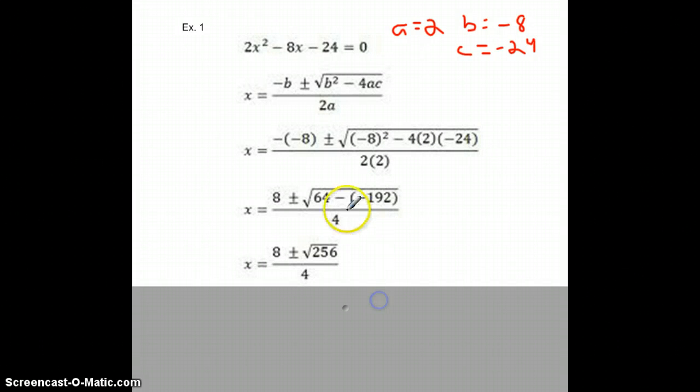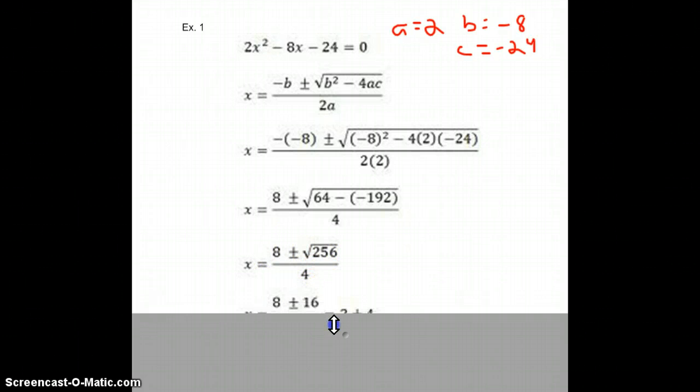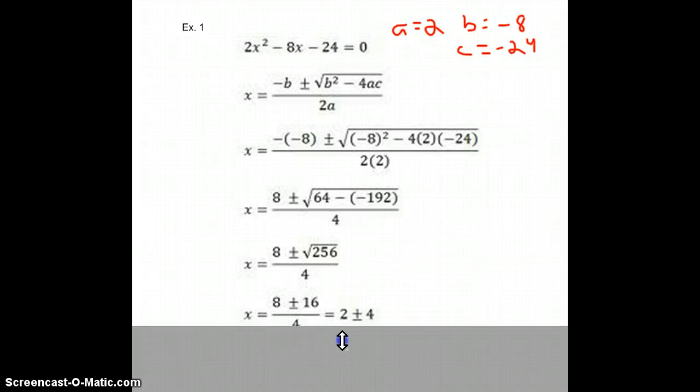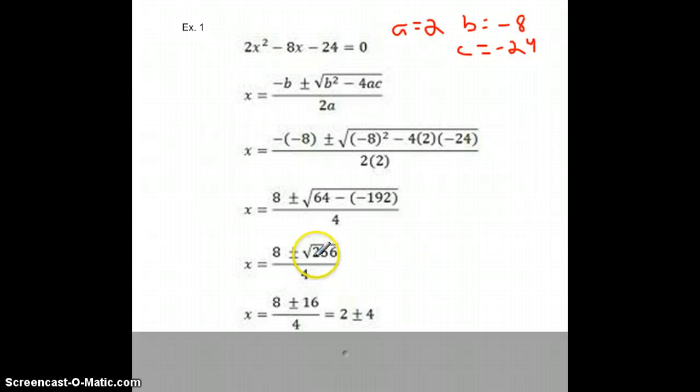So minus a negative we know is plus. 64 plus 192 will give us 256. So 8 plus or minus the square root of 256 over 4. Well, we know the square root of 256 would be 16. Right, 16 is the square root there.